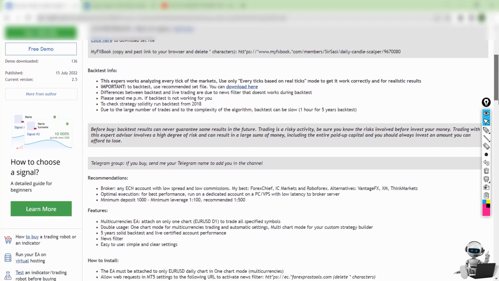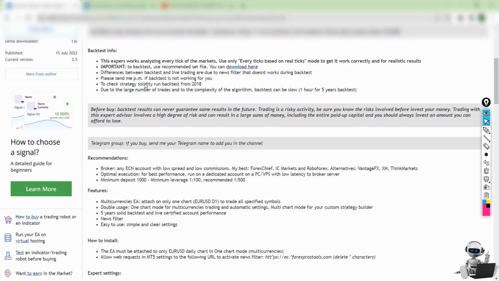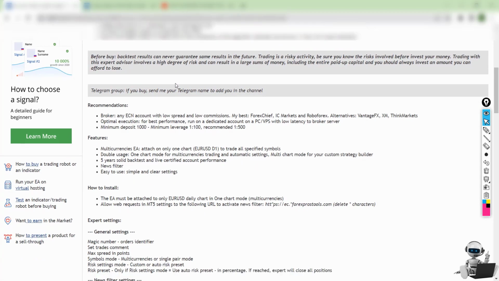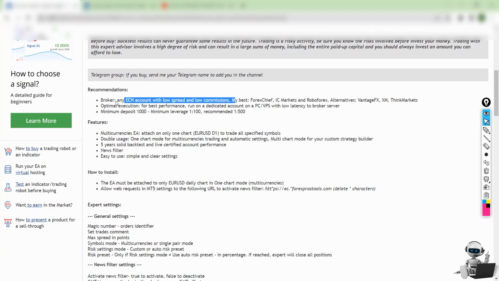So we can see he is explaining all the parameters on the backtesting and the live, and how the EA is working. You need an ECN account with low spread, which is very important. You can use any of these recommended brokers, and a VPS is recommended. However, one mistake I made: you need $1,000 as a minimum deposit, so this might be a little bit of a disadvantage, because putting $1,000 into this EA, for some people it might be a disadvantage.